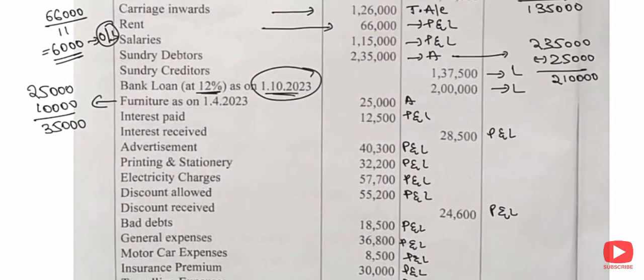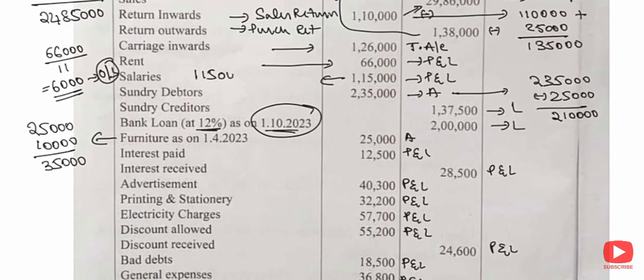12,000 is payable towards salary. Outstanding salary. What you are going to do? Find your salary. 1,15,000. 1,15,000 plus 12,000 you are going to add. Okay, then you are going to show 12,000 as outstanding salary in the balance sheet.